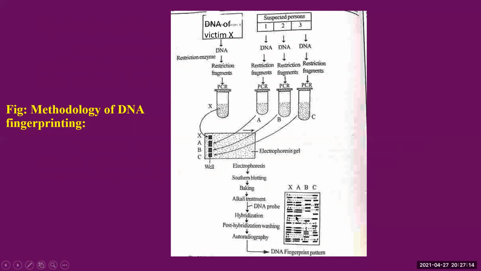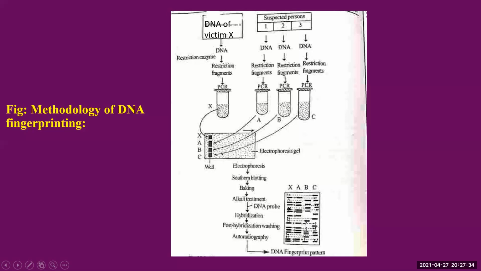So here you can see there is a DNA fingerprint pattern shown here. X, A, B, and C. X is the victim's DNA fingerprint pattern. The first line represents the DNA fingerprint pattern of the victim. The second line, suspect A, suspect B, and suspect C, suspected criminals.